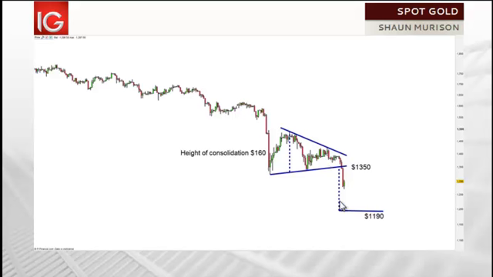With consolidations like these, we measure the height of that pattern and we project it from the breakout area to give ourselves a potential target. In this circumstance, we find our projection taking us to a level of $1190 an ounce. It is highly possible that we find a rebound. Often with breakouts, we retest the breakout level. And as long as we don't start trading above that 1350 level, we favor a move towards the 1190 mark.